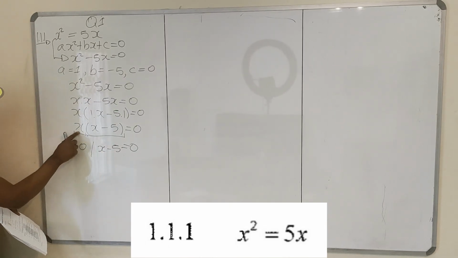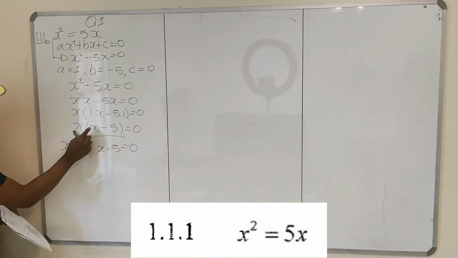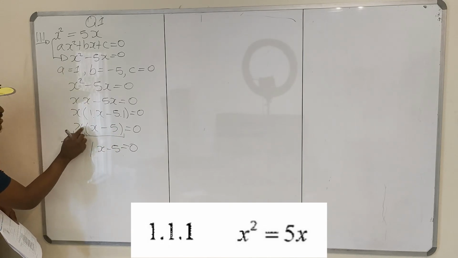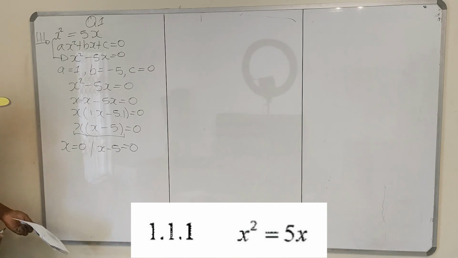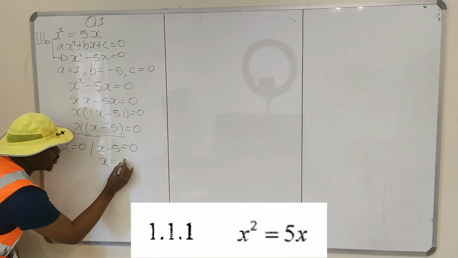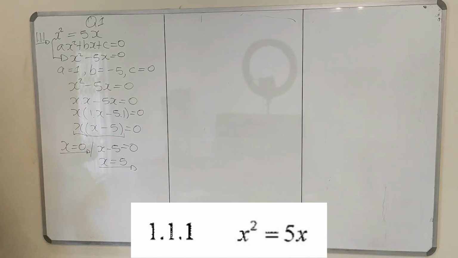Because if this is 0, 0 times whatever is inside, the answer will be 0, which is what you want. And if this is 0, no matter what this is, 0 times this, the answer will be 0. So you will get that your x should be equal to 5. So these are your solutions for the first one.